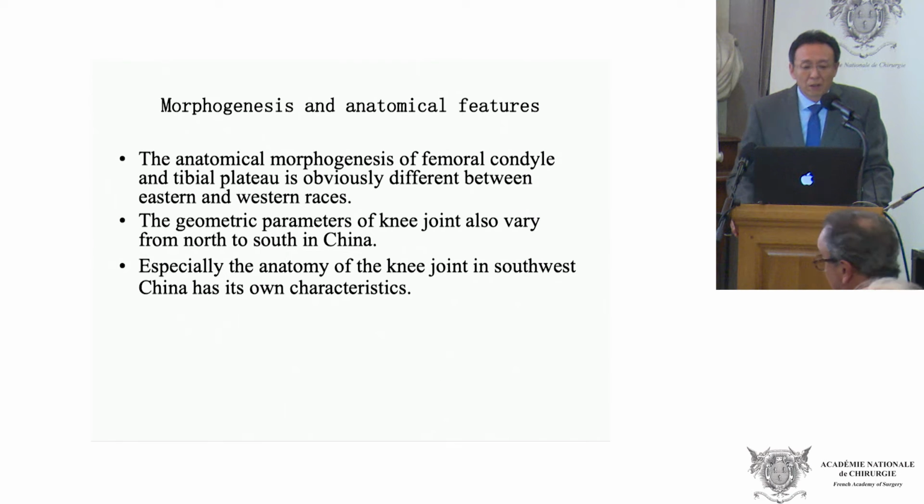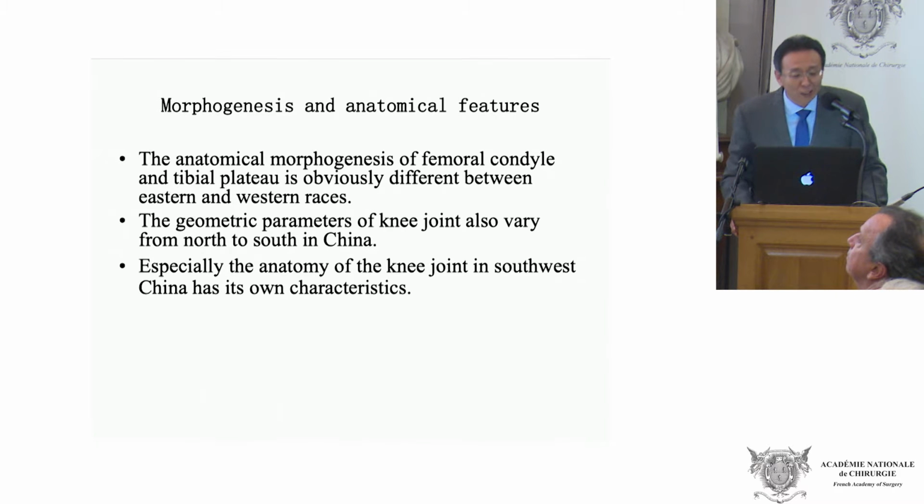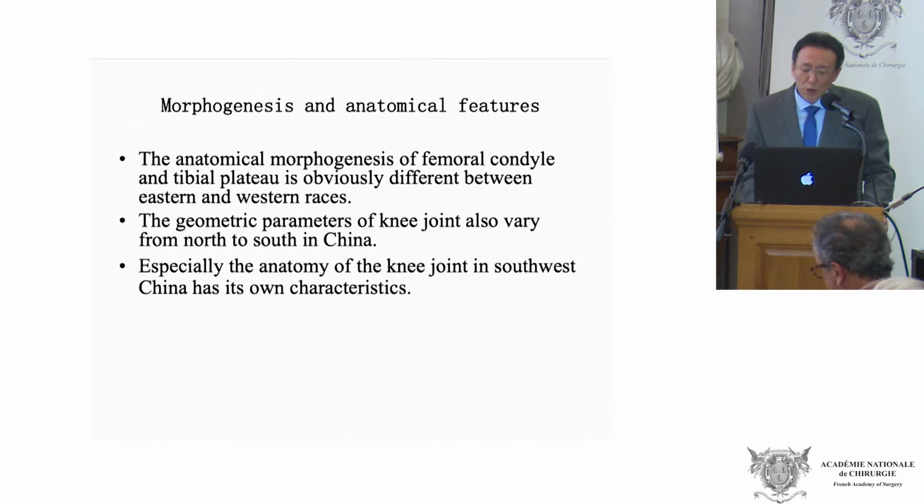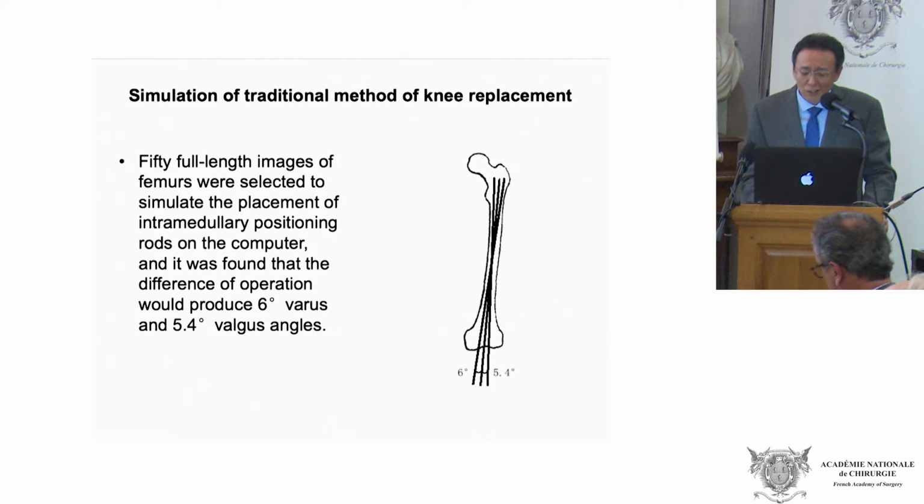Morphogenesis and anatomical features. The anatomical morphogenesis of femoral condyle and tibial plateau is obviously different between Eastern and Western races. The geometric parameters of the knee joint also vary from north to south in China. Especially the anatomy of the knee joint in southwest China has its own characteristics.